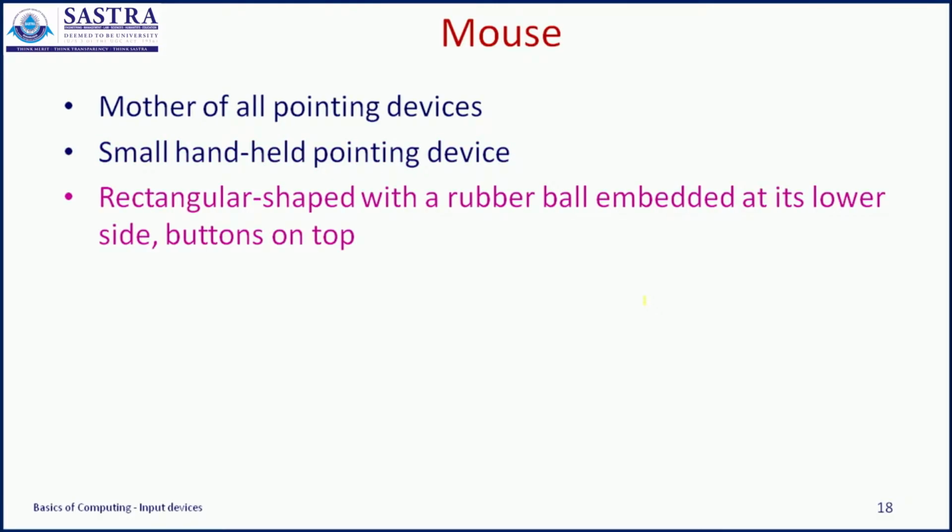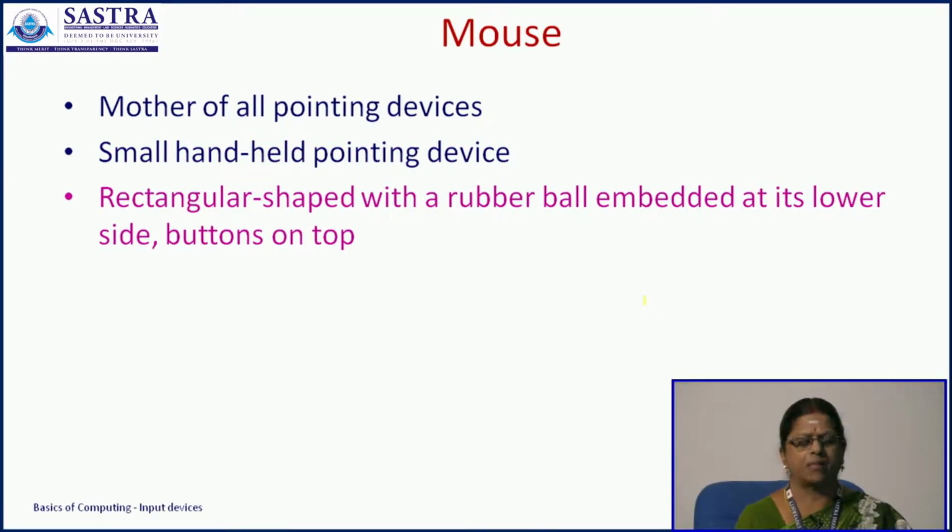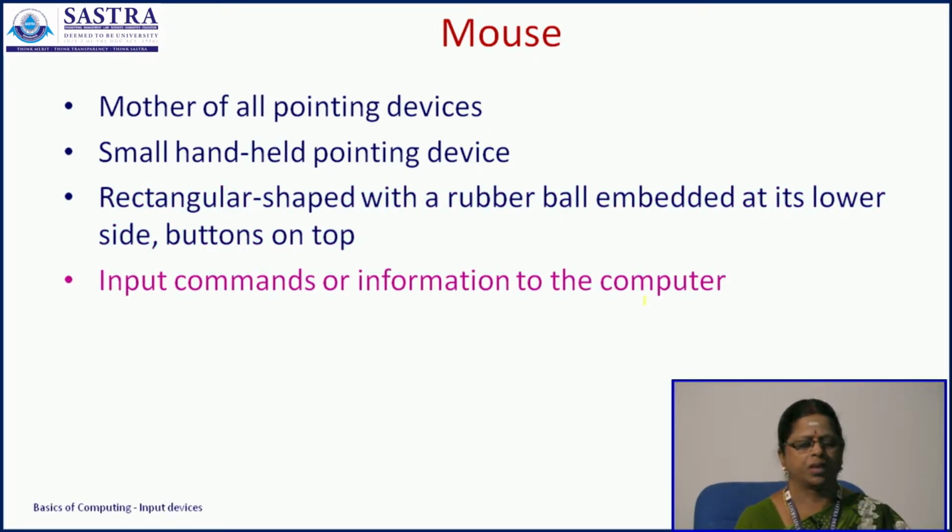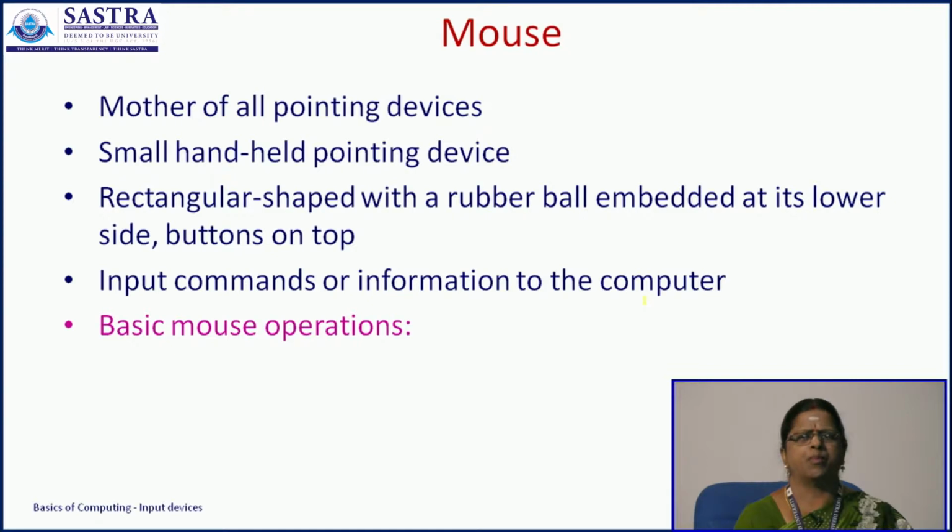Mouse is the mother of all pointing devices. It is a small handheld pointing device. It is rectangular shape with a rubber ball embedded at its lower side with buttons on the top. We give input commands or information to the computer through this mouse. What are the basic mouse operations which can be done? Point, click, drag and zoom.